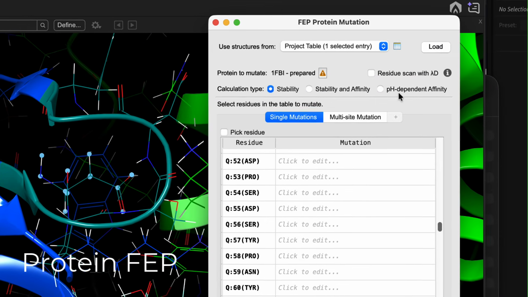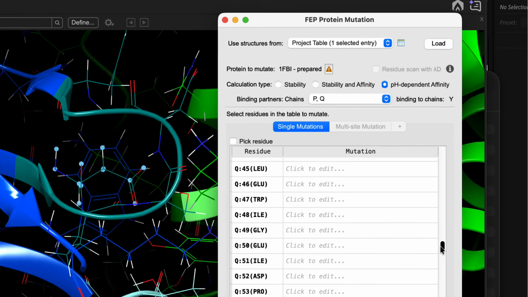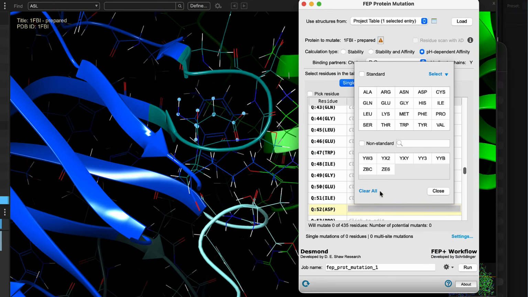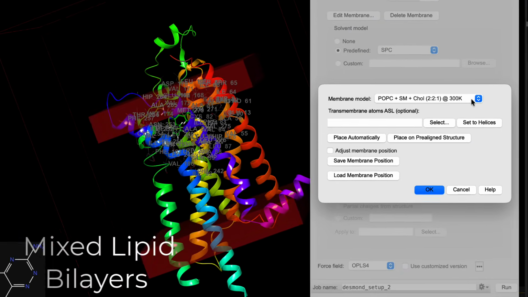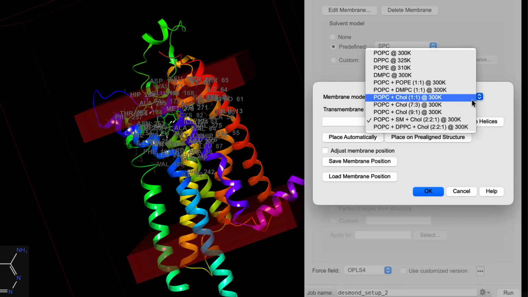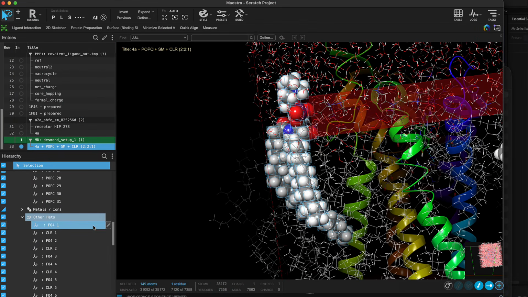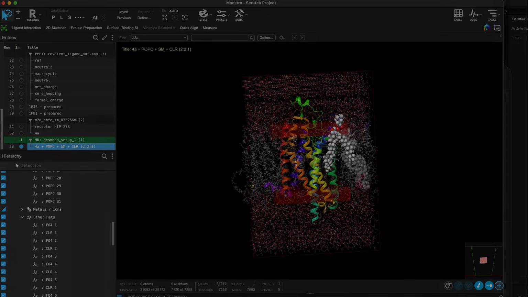Protein FEP adds a pH-dependent affinity mode that accounts for protonation and applies free energy corrections at a selected pH, simplifying setup and interpretation. System Builder, FEP+, and Protocol Builder now support several mixed lipid bilayers, including combinations with cholesterol and sphingomyelin. This makes the membrane environment easier to match biology.